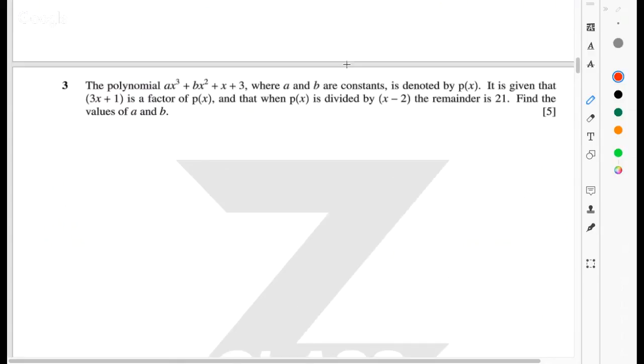Question 3 is really just simultaneous equations. When you have 2 unknowns, A and B, which are constants, and you are given 2 conditions on this polynomial. The first one is that 3x plus 1 is a factor, which translates into the condition that when x is equal to -1/3, this expression will give 0. So that's your first condition.